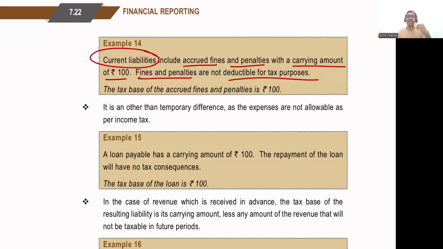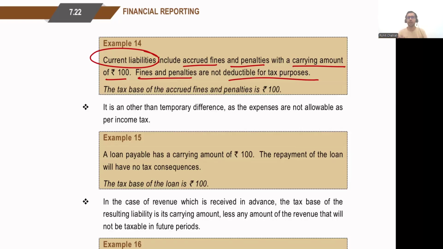So that means that I have actually incurred these fines, but I have not paid these fines. Because it's outstanding on my balance sheet, it means that I've incurred these fines, but I'm yet to pay them. Probably I'll pay them in the next year. These fines and penalties, the question is mentioning, are not deductible for tax purposes.